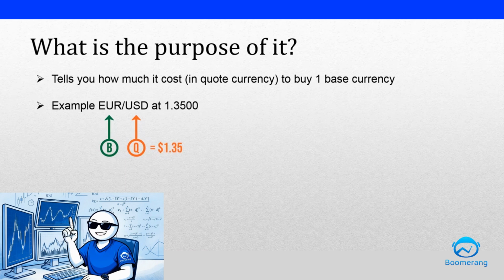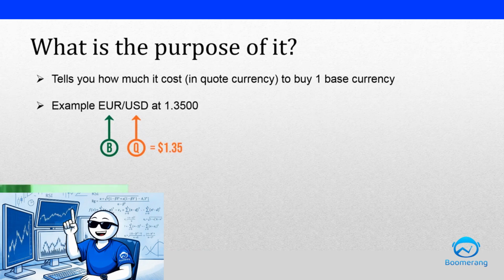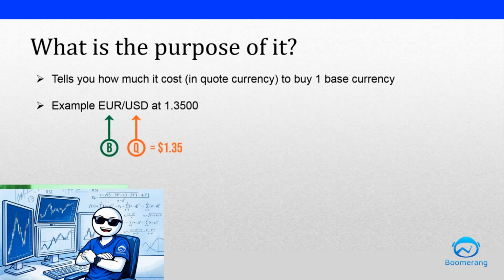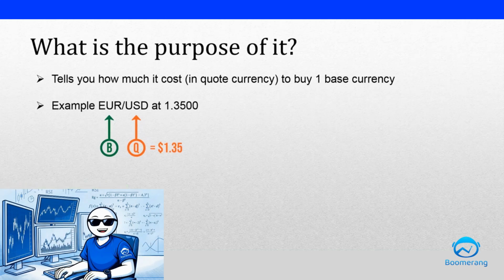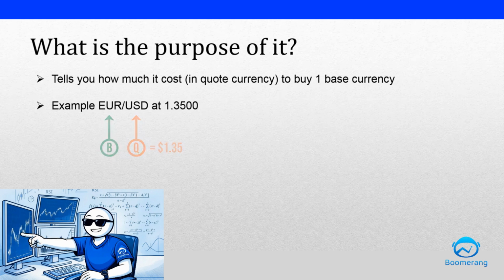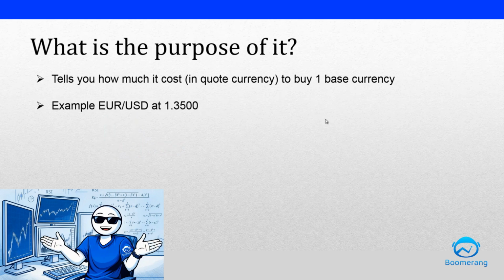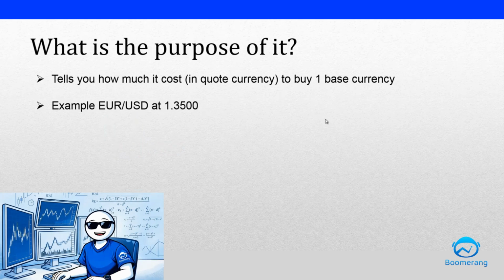So for 1 euro, it will cost you $1.35 USD. Let's say you go to a money changer. "Hey, I want to buy 1 euro." And the guy says, "Sure, give me $1.35 USD and I'll give you 1 euro." That's how it works, and that's how you interpret this. It tells you how much it costs in code currency to buy one base currency. I think that should be pretty self-explanatory. If you don't understand this, just rewind this video and I'm sure you'll get it.